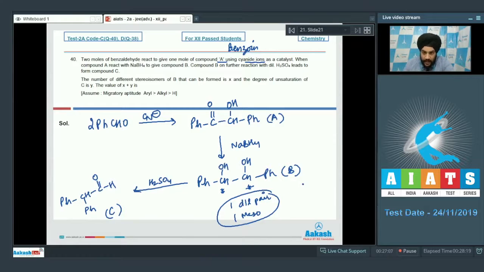So the value of X is equal to 3. If you talk about the degree of unsaturation in C, there are 2 benzene rings present. So a total of 8 DU will be caused due to the benzene rings, and there is 1 carbonyl group present. So a total of 9 degrees of unsaturation is present in this compound, students. So the value of Y is equal to 9. Since we have to report the value of X plus Y, the answer to this question is going to be reported as 12.